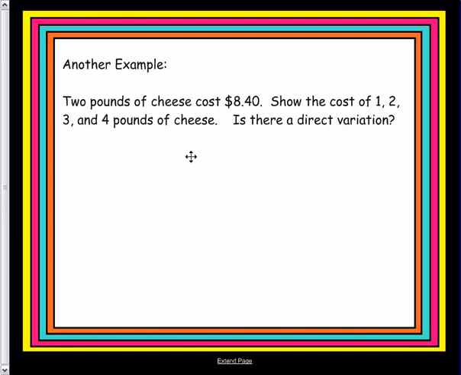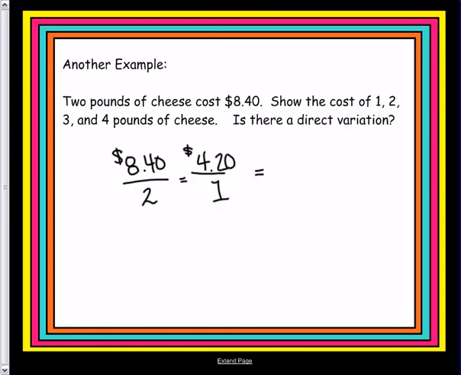2 pounds of cheese costs $8.40. Show the cost for 1, 2, 3, and 4 pounds of cheese. Okay, so 2 pounds of cheese cost $8.40. How much for one? Well, if you divide $8.40 by 2, you get $4.20. Now we want to know how much it's going to cost us for 3 and 4.